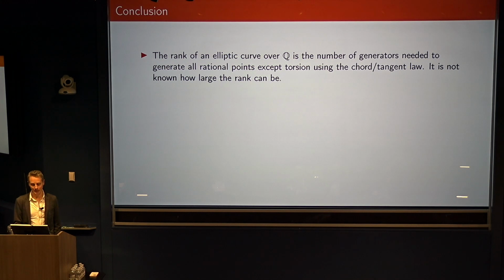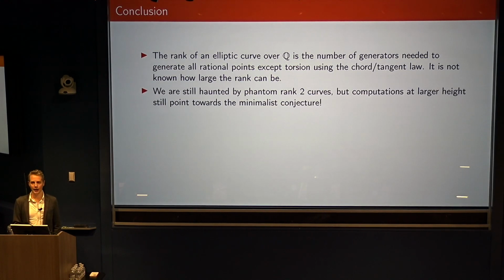And in conclusion, I tried to tell you about ranks of elliptic curves. What's the rank? It's the number of generators required to produce all the rational points. We don't know how large the rank can be. We're haunted by the phenomenon of what looks like rank 2 curves owing to Sha, but there are some statistical estimates that we have made that really do suggest that the minimalist conjecture is true, and I hope that sometime soon we'll be able to guess ranks rather than always asking what a rigorous algorithm can give.